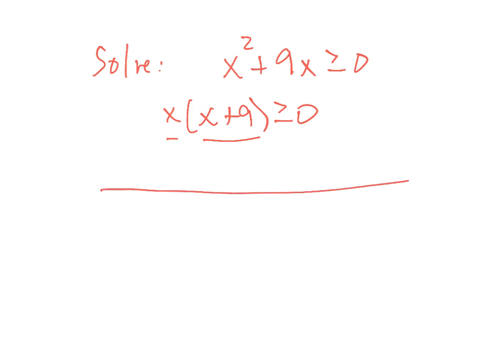x changes sign at 0, x plus 9 at -9. -9 is the small one. Now I can't plug in 0 to get the sign because 0 makes it equal to 0. But I can plug in a number like 1, and you can see we're going to get a positive number, and then the signs are going to alternate.